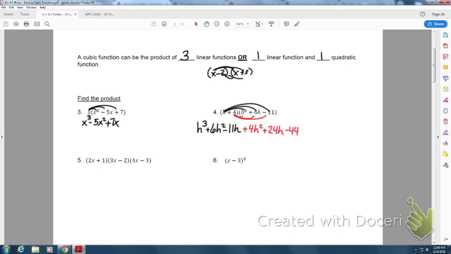Once I'm done with that, I'll go through and I'll combine my like terms. So I've only got one h cubed. Then I've got 6h squared and 4h squared. Those will add to 10h squared. I have negative 11h plus 24h, which is plus 13h. And then I have minus 44 at the end.